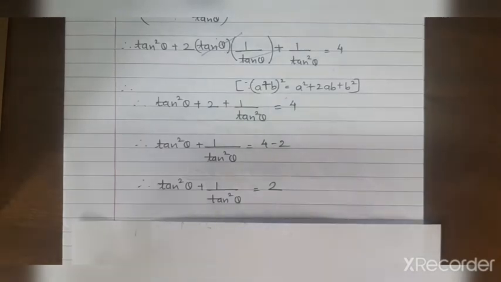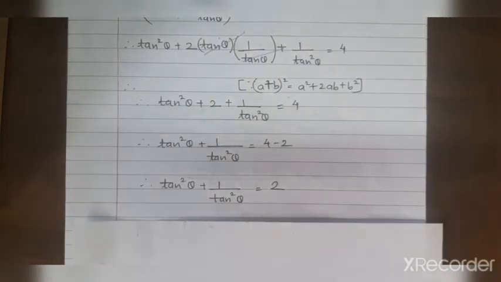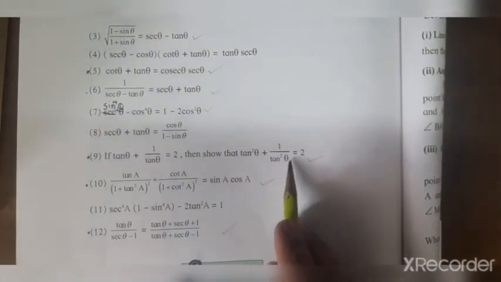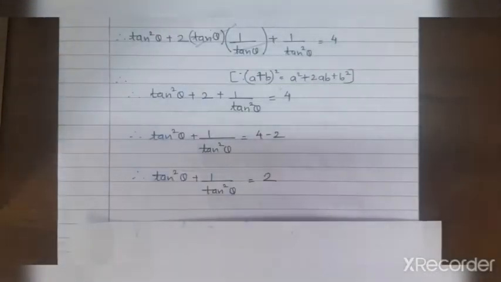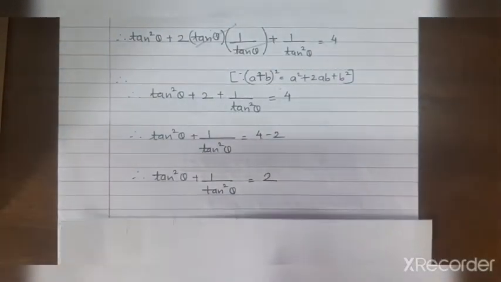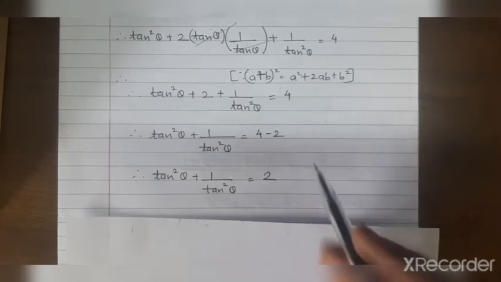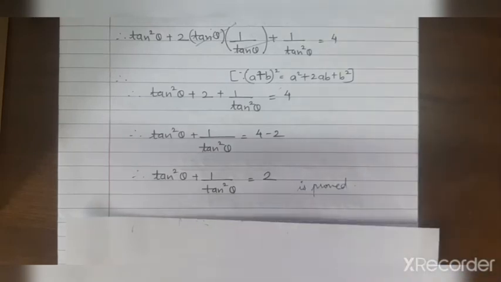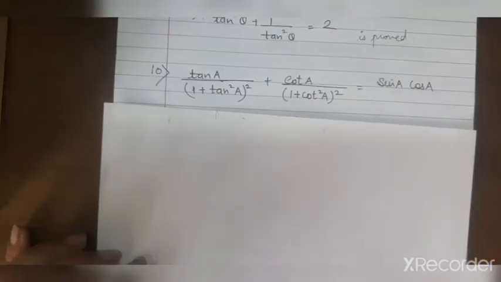And now what we have got is tan square theta plus 1 upon tan square theta equal to 2. And if you see here, that is what is asked to show. Can you see here? Tan square theta plus 1 upon tan square theta is equal to 2. And that is what is asked to prove. If you want, you can write here, is proved. Clear?